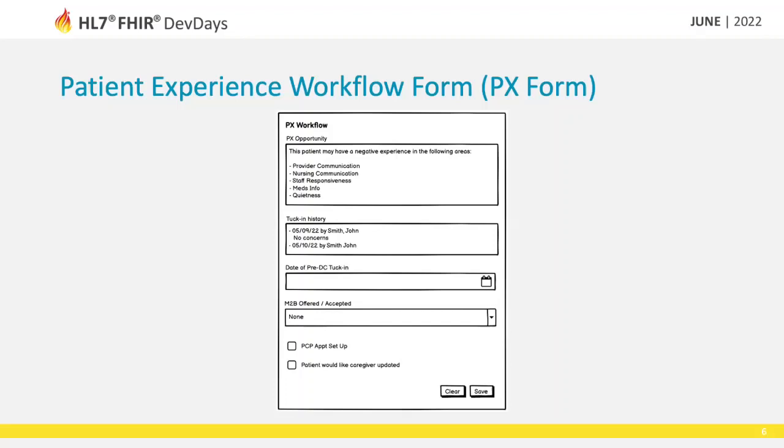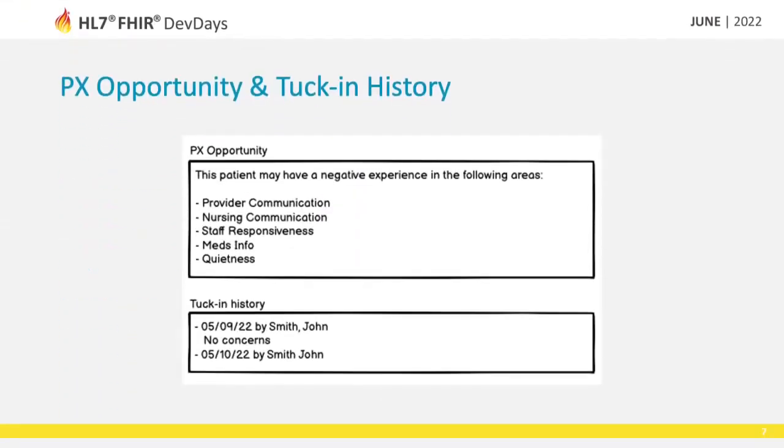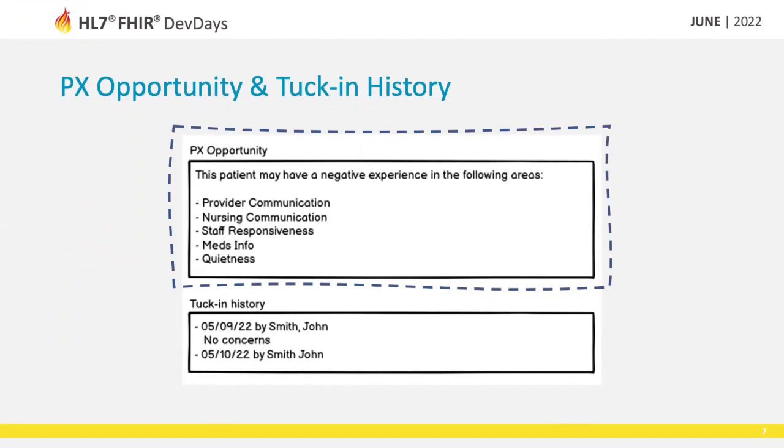They render dynamic content by calling an external API. Let's take a closer look at each section. The first section is called PX Opportunity. This section provides the user with up-to-date information on areas that might negatively impact the patient.